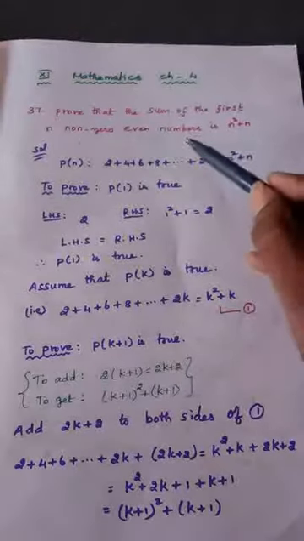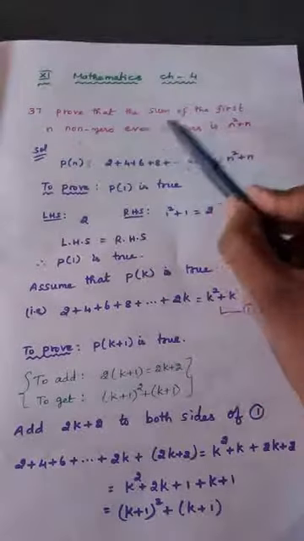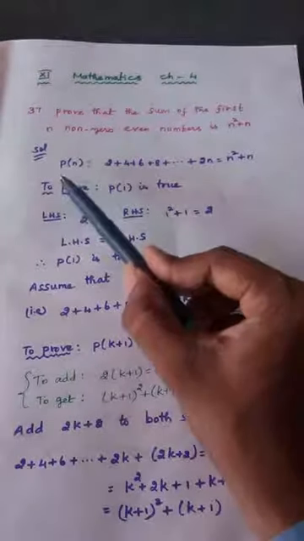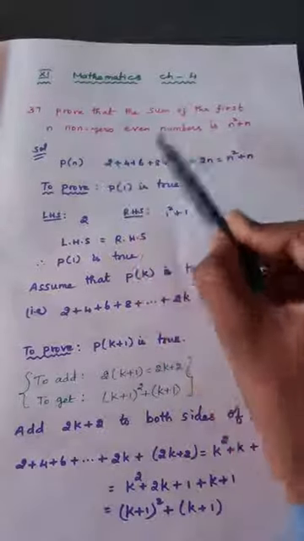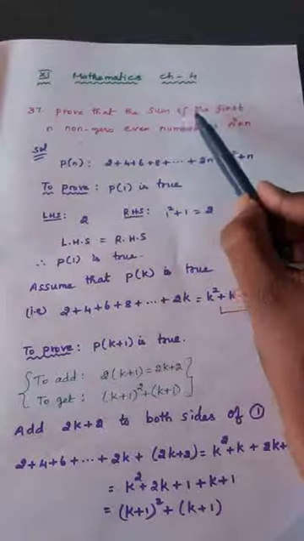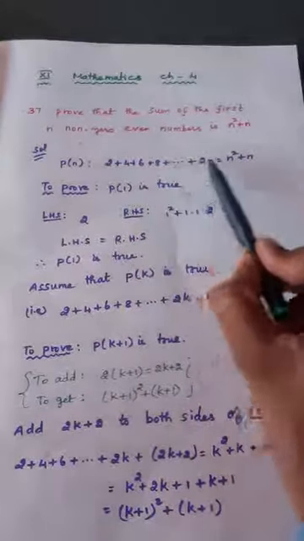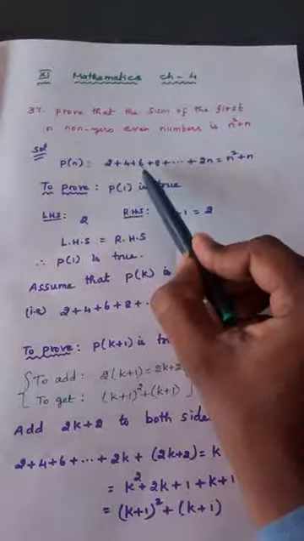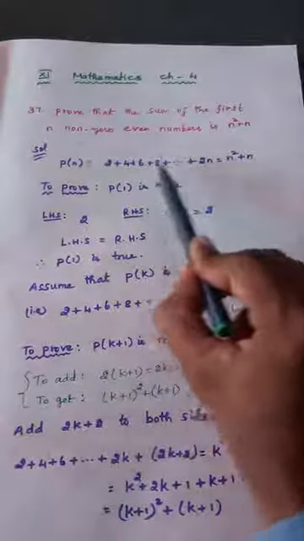In the same way, here our statement is, when we add the first n non-zero even numbers, the answer is n square plus n. This is our statement. We usually take our statement as P of n. So P of n is nothing but the non-zero even numbers. You know very well even numbers start with 2. So 2 plus 4 plus 6 plus 8 plus and so on. Since we should take the sum of first n, I should stop at 2n because totally n terms are present here. 2 is the first term, 4 is the second term, 6 is the third term. Similarly 2n is the nth term.